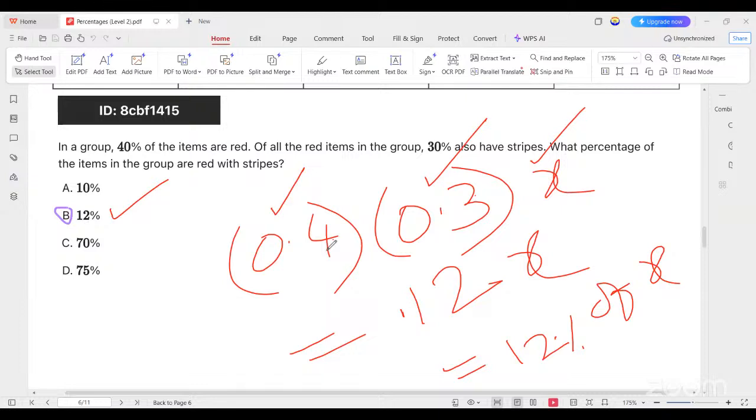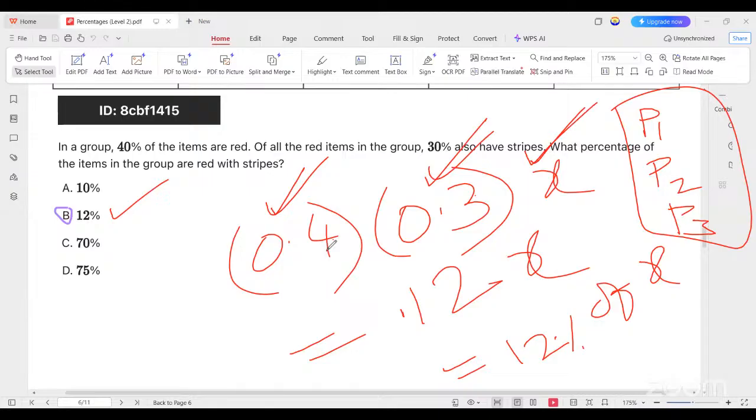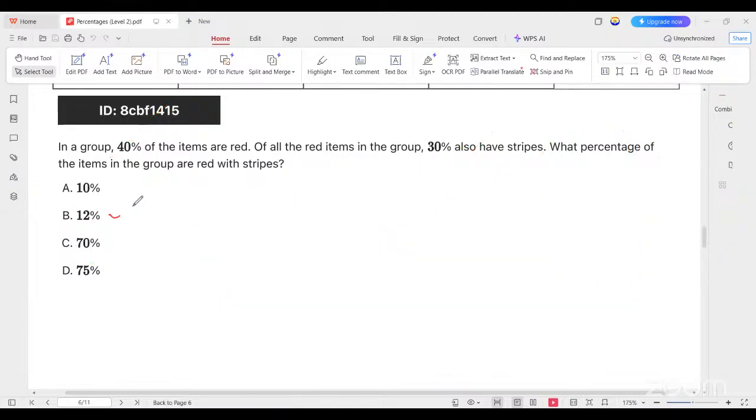So if there are different percents, percent 1, percent 2, percent 3, we just have to multiply them. That's it. Convert to a fraction and multiply. Is this clear? We are just multiplying the fraction values. 40% means 0.4, 30% is 0.3. So straight away we can do this. 12%.